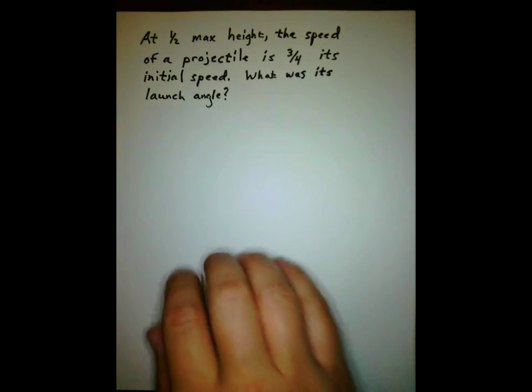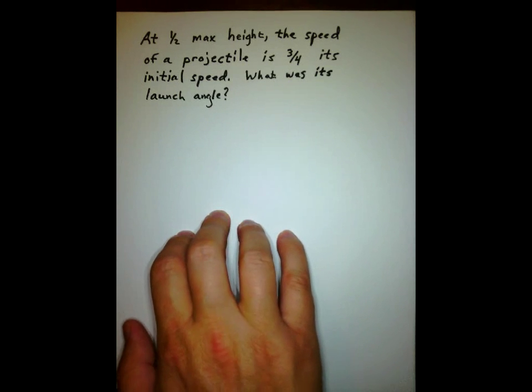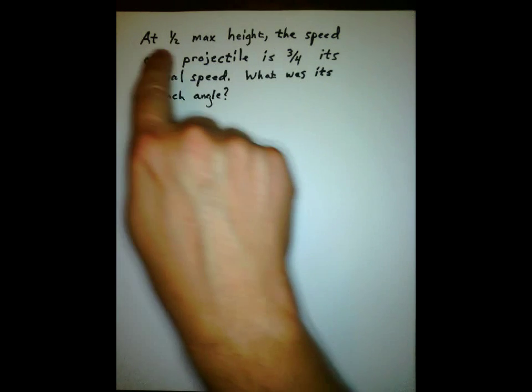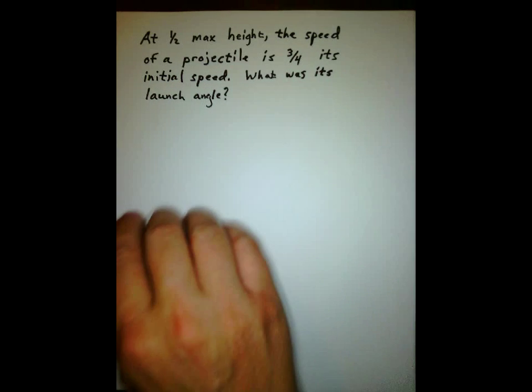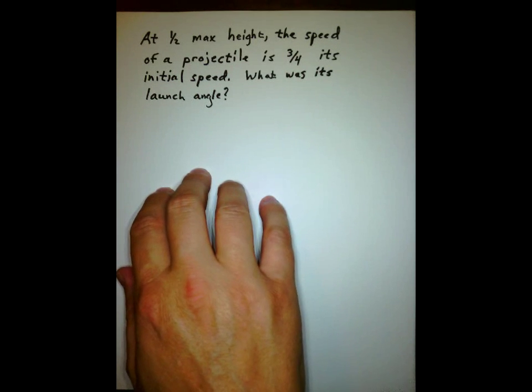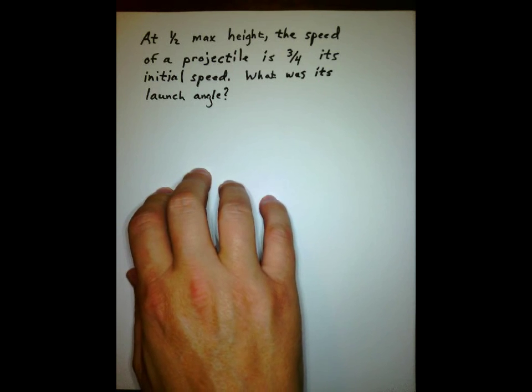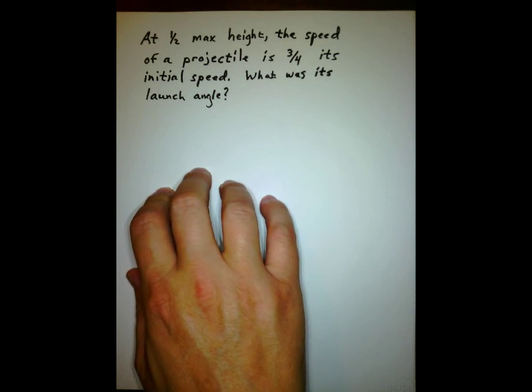If we're careful, we'll get through it with lots of algebra, very few numbers, and we just have to be careful, slow, and methodical. So let's read the problem carefully first. It says, at half of maximum height, the speed of a projectile is 3/4 its initial speed. What was its launch angle?